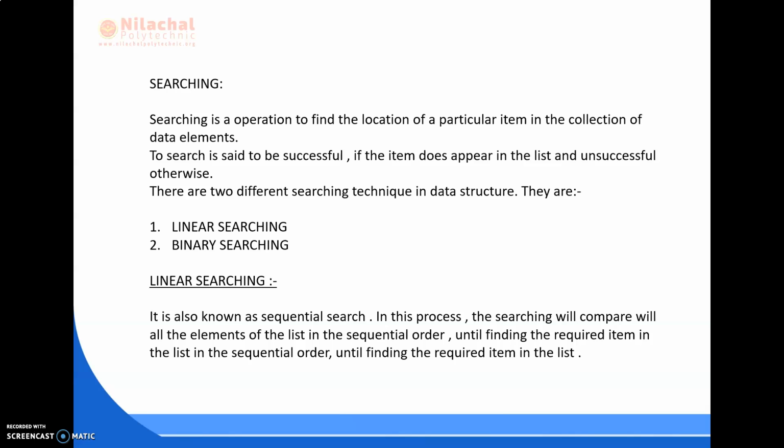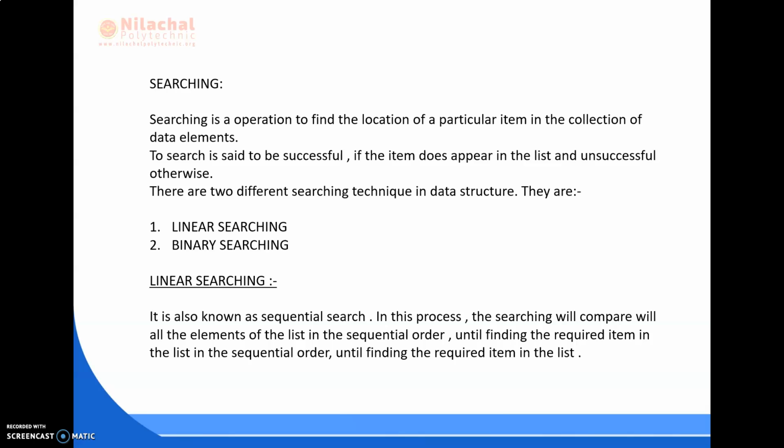There are two different searching techniques in data structures. They are firstly linear searching and second binary searching. So first we will go with linear searching. It is also known as sequential searching. In this process, the search will compare all the elements of the list in sequential order.